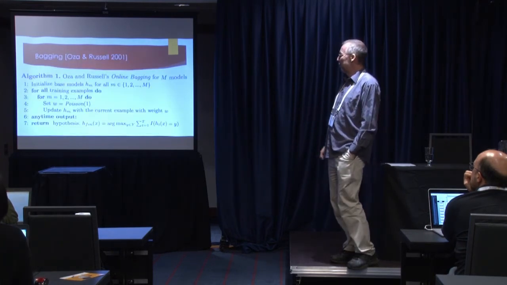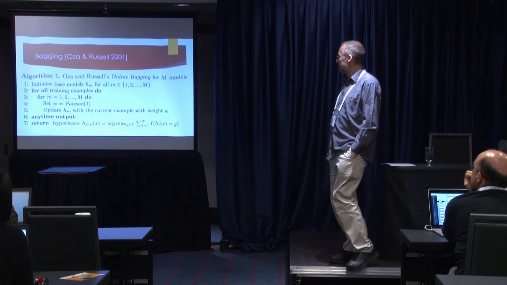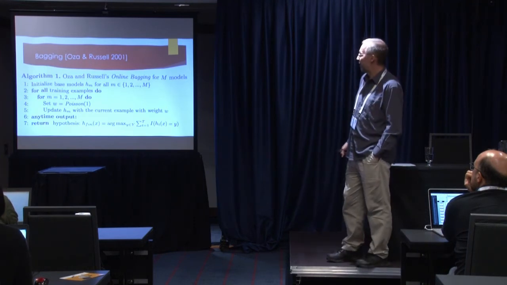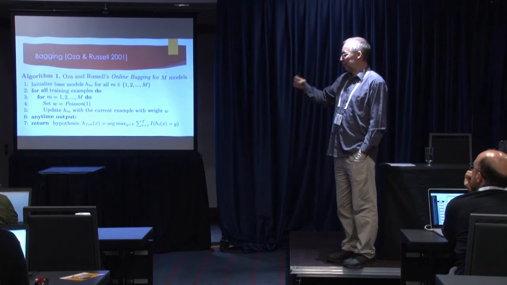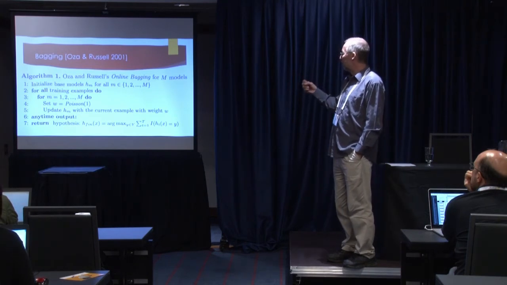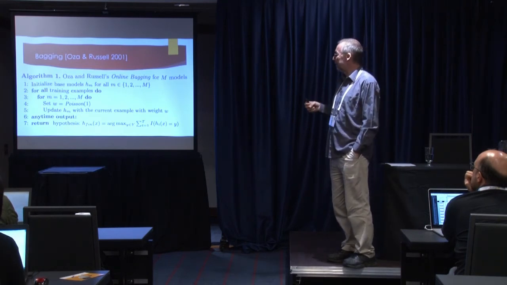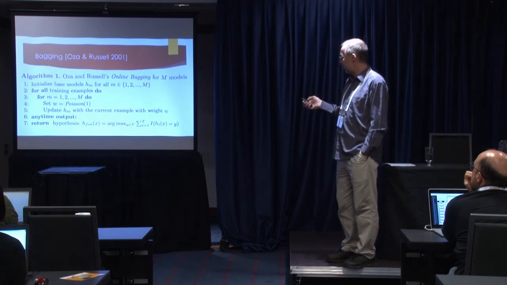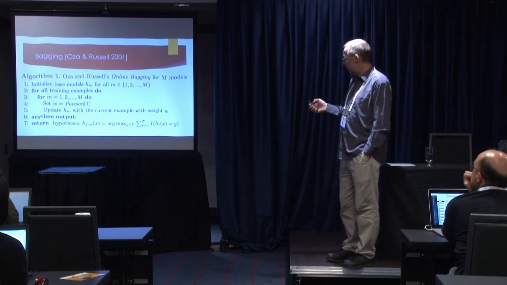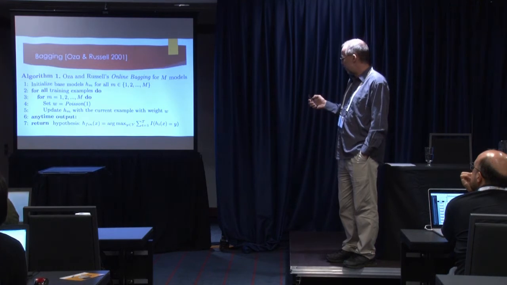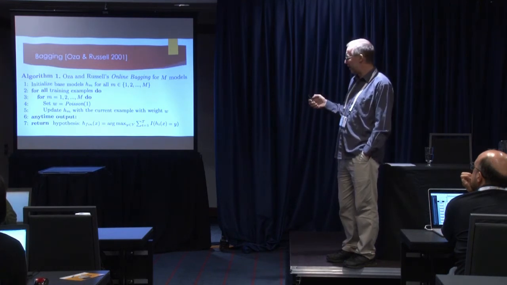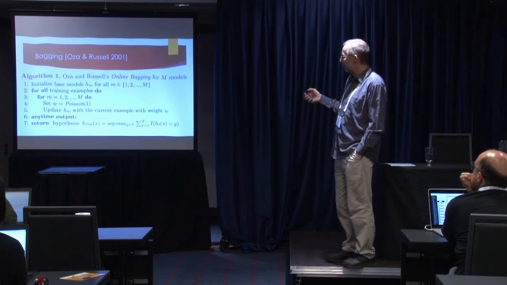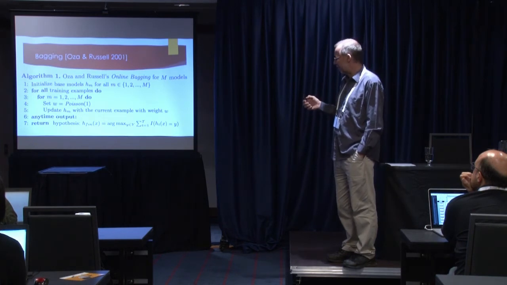Okay, so this is the online version of bagging. It was described a long time ago by Oza and Russell. You initialize as many models as you want, M, say M is 10 in the example that we saw. Then whenever we have a new training example, for all of those models, we compute a weight for this example with regard to the model using the Poisson(1) distribution in this standard setup.